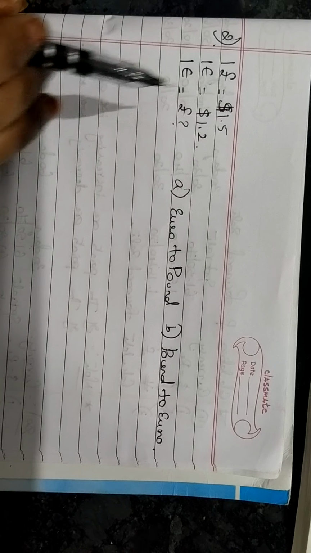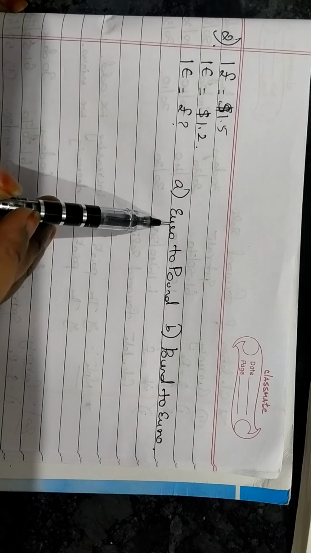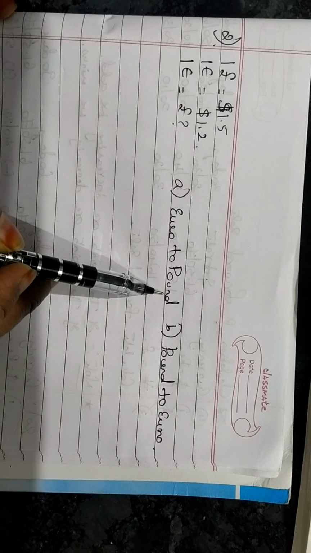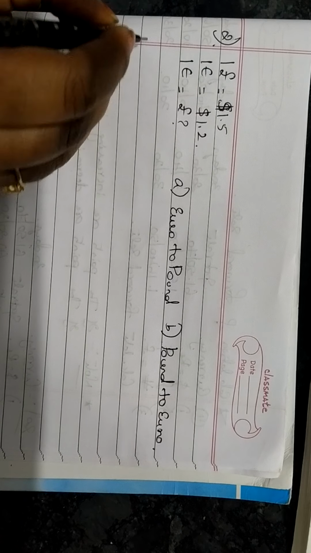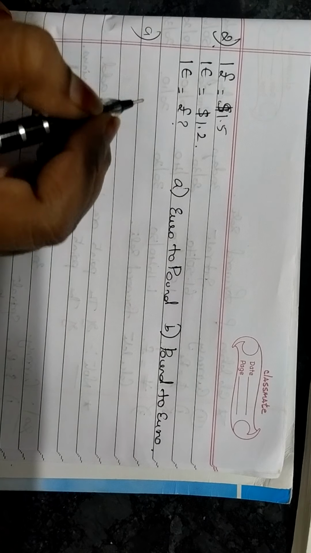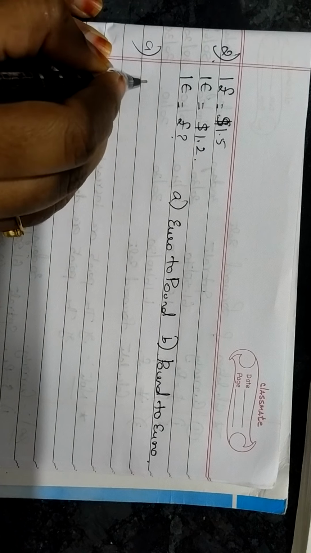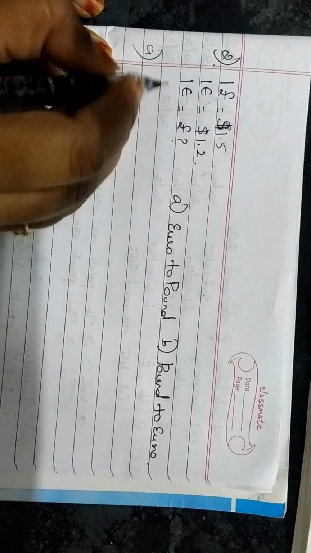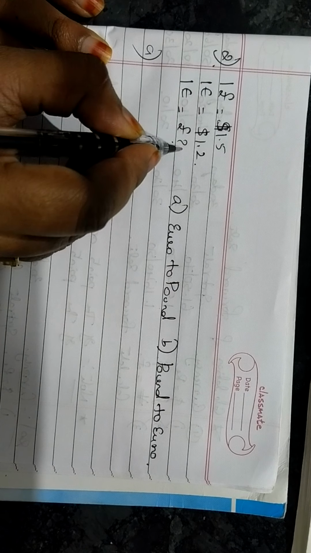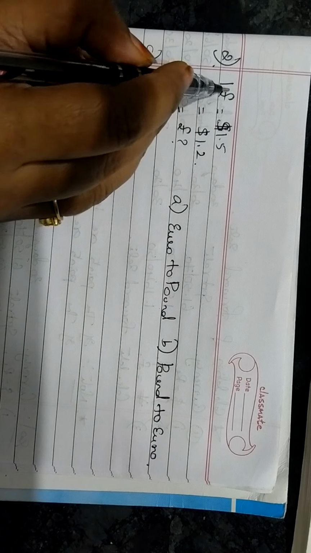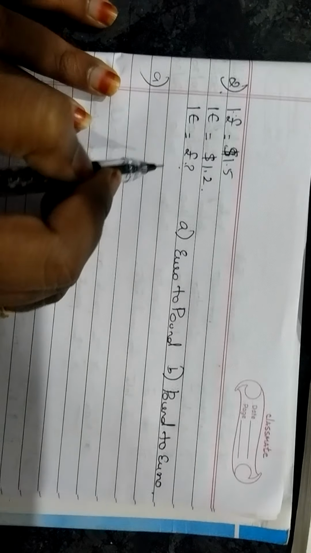I'll continue here. So this is the example. They're asking you to find out how much is euro to pound. So let us follow the same chain rule. So here my intention is what? When I am applying euro to pound, I have to find out how much is euro to pound. So here A and A should come out correctly.